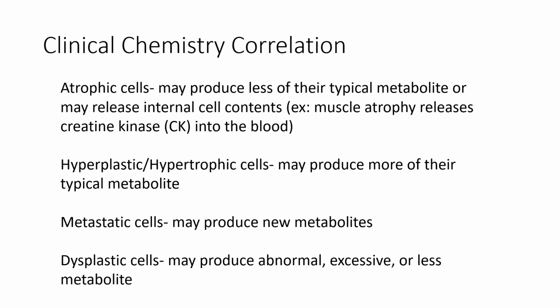Hyperplastic and hypertrophic cells may produce more of their typical metabolite. So if they're larger and there's more of them, they may produce more of a particular substance. Metastatic cells may produce new metabolites. Dysplastic cells may produce abnormal, excessive, or less metabolite. So different types of disease states and the different types of cellular adaptations will have an impact on what they produce. And a lot of those we can pick up in blood work.